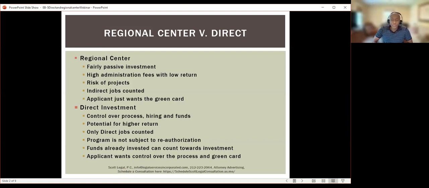Now, the regional center program is quite different. While in the direct investment program the investor is very, very active, in the regional center program the investor is fairly passive. A good example might be where a group of individuals are trying to build a large hotel, and they want to raise a large amount of capital, say $100 million. They ask people to participate in this regional center program where they will contribute or invest a certain amount of money.